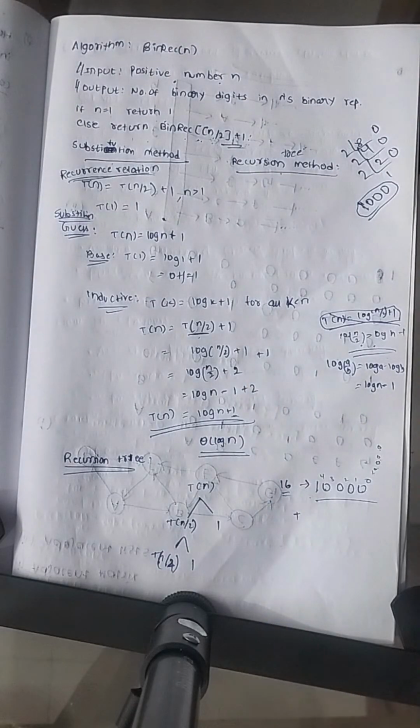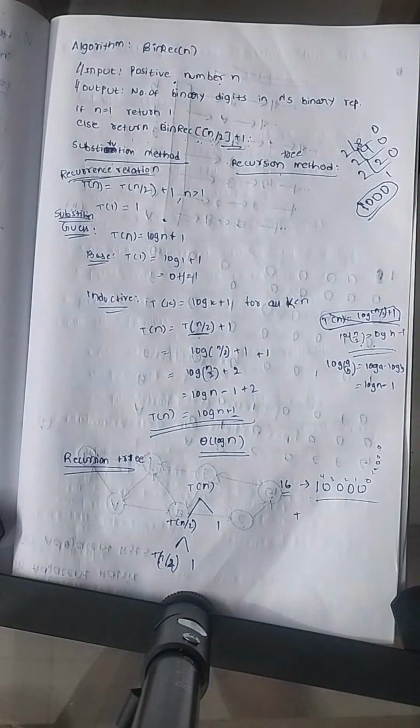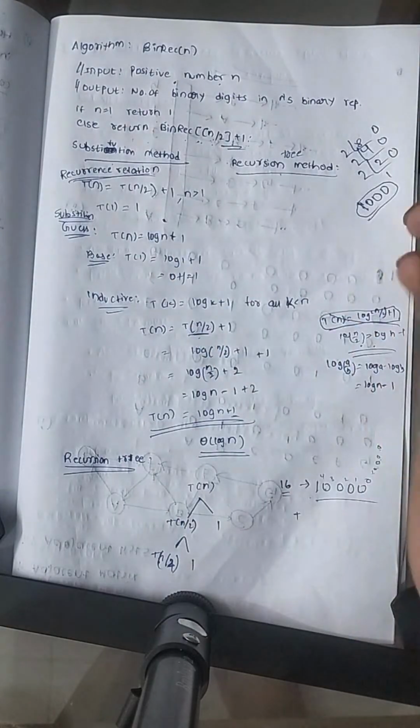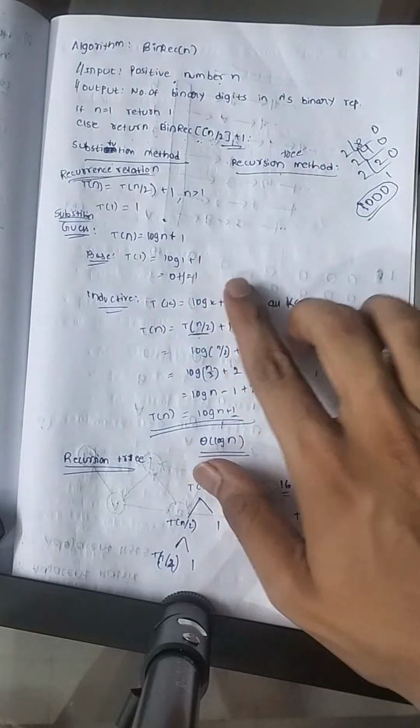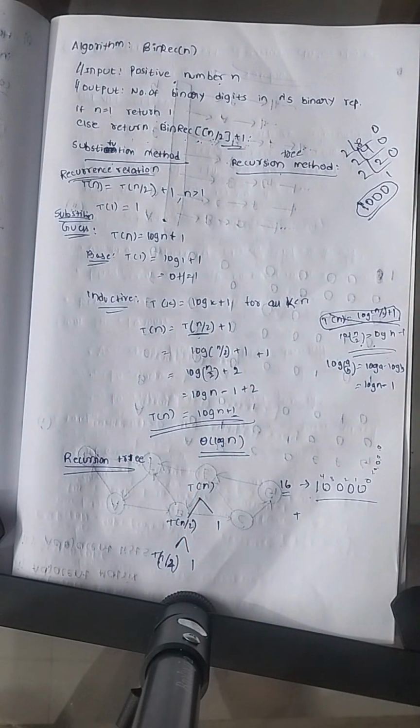Okay, just listen. What I have explained is, first from the algorithm I have taken the recurrence relation. After that, I am taking T of n equal to log n plus 1. It is standard. After that, in place of n, I am taking 1. T of 1 is equal to log 1 plus 1, and the T of 1 value is 1. So it is clear. Then next, the inductive method.